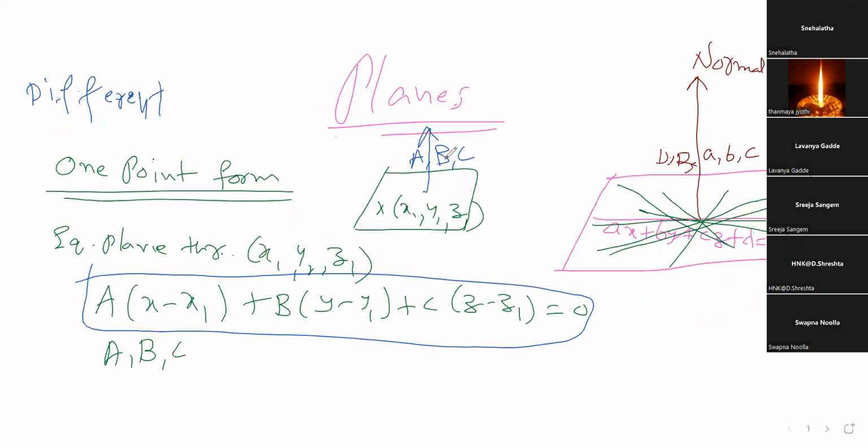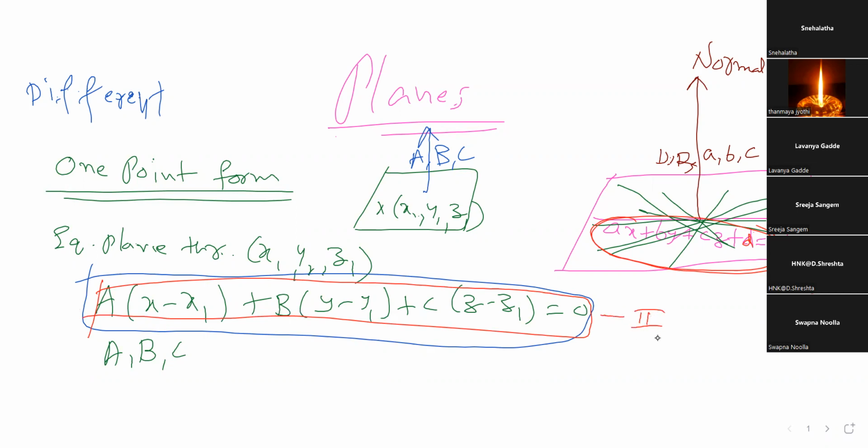Here we have observed one thing: the standard form is ax plus by plus cz plus d equals 0. This is the standard form of the plane equation. Whereas the one point form applies when we know one point in the plane and the normal direction ratios are capital A, B, C. Then the equation of the plane is capital A into (x minus x1) plus capital B into (y minus y1) plus capital C into (z minus z1) equals 0.